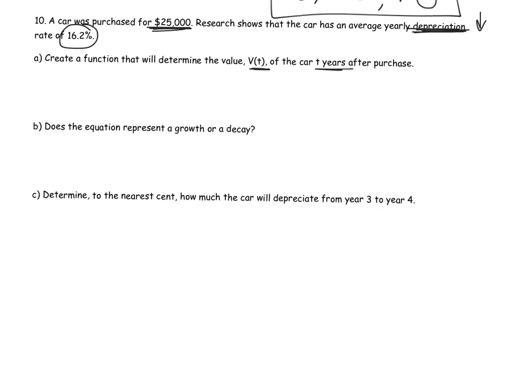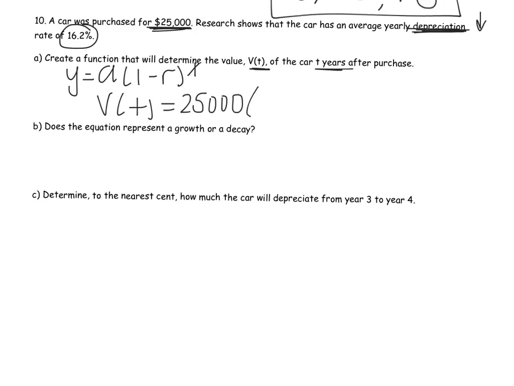So we said this is decay. The formula for decay is y equals a times 1 minus r to the t, or to the x, okay? Now, my y is v of t. My a is my initial value. My initial value is 25,000. 1 minus. Now my r has to be as a decimal, 16.2 as a decimal. Move it over 2 places to the left. So you're going to do 1 minus 0.162.